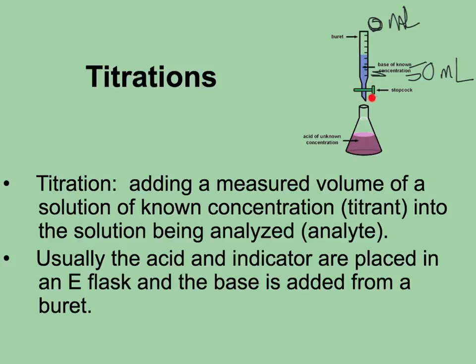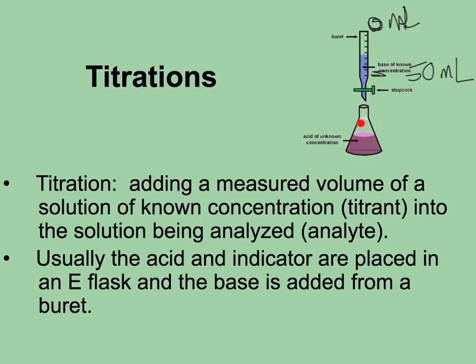Then you slowly open this valve, and if it's parallel, that means it's open. If it's perpendicular, that means it's closed, and I'll show you tomorrow what that looks like. You open it and you let the base go into the acid literally drop by drop, very, very slowly. And as you're adding the base, you need to swirl this so that the acid and the base mix together. And so the volume increases as you go down, so it starts at 0 that you've dispensed, then you dispense 1 mil, then 2 mils, then 3 mils, then 4 mils, and so on.